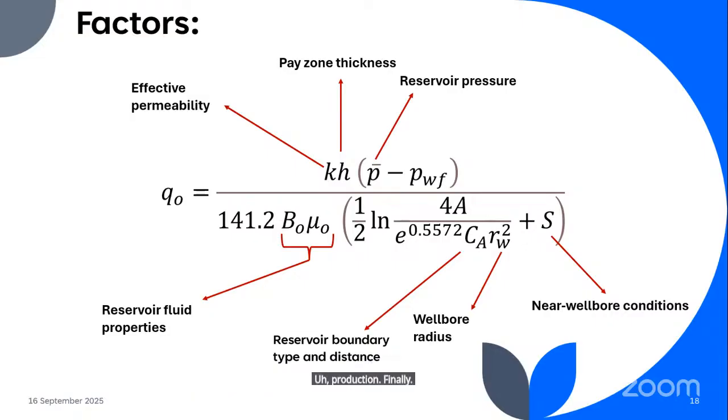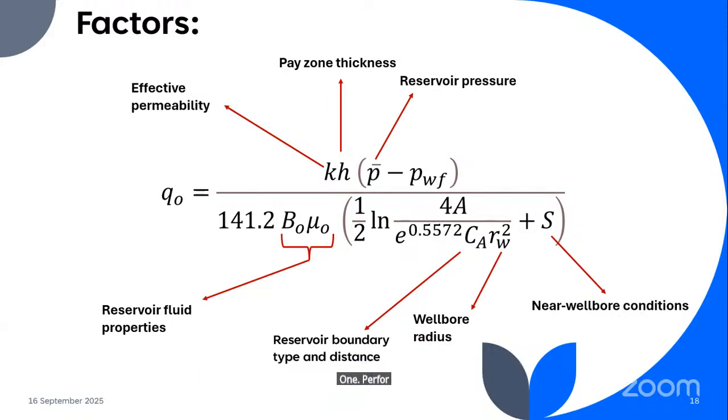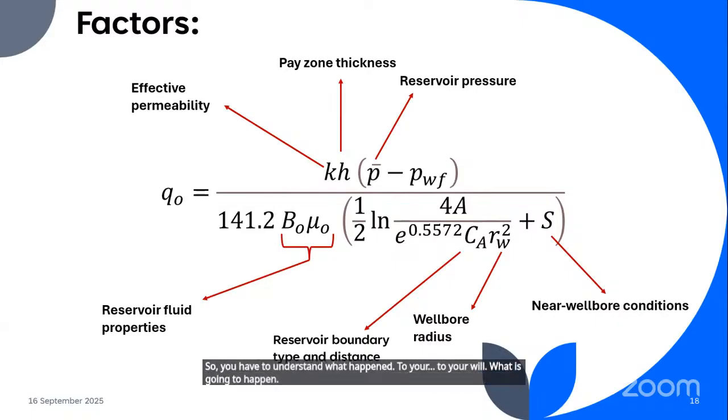Finally, near wellbore skin. Is the reservoir damaged near your well or not? If it's damaged, production will decrease. If it's improved, you will increase the production. So any tiny change in the system will affect the productivity, sometimes dramatically. One perforation job that is not done correctly will affect the productivity forever, unless you do something. So you have to understand what happened to your well, and what is going to happen when you design something new.